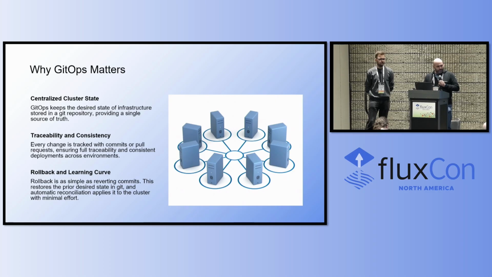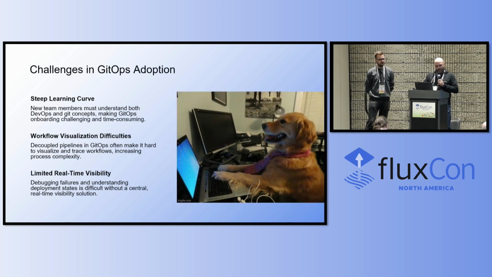And this one for sure you know much more than we do, but that's why GitOps matters, right? It gives us a centralized state that we want to represent and that the cluster will honor, hopefully. And there is traceability. There's consistency, hopefully, and you can roll back, right? But there are also challenges with GitOps, and I hope that you agree, right?